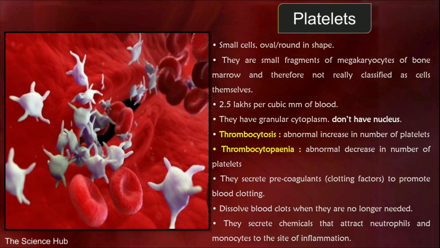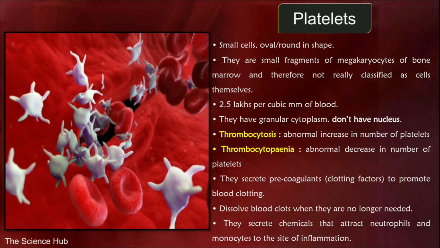They are the fragments of megakaryocytes. Megakaryocytes are the cells with a large nucleus and are present in bone marrow. On an average, there are 2.5 lakh of platelets per cubic millimeter of blood. They have granular cytoplasm and they do not have a nucleus.